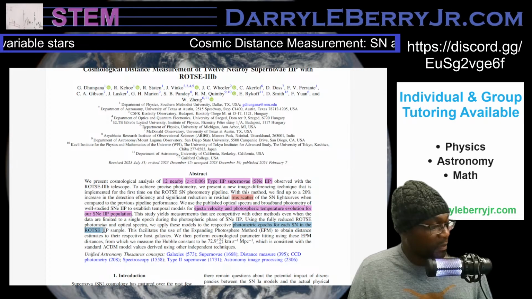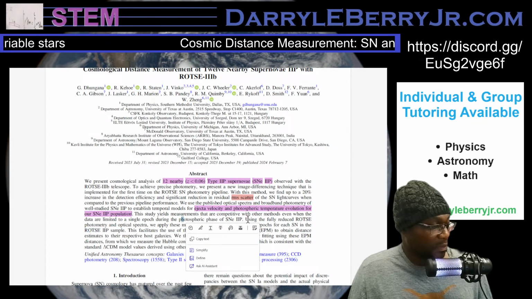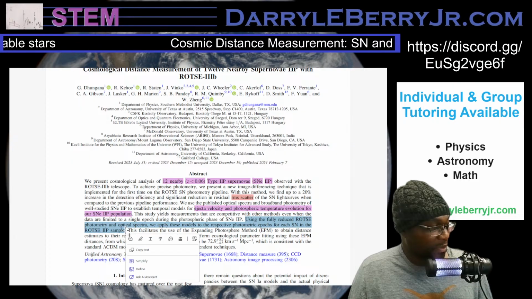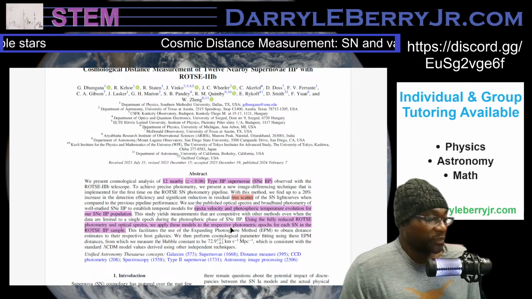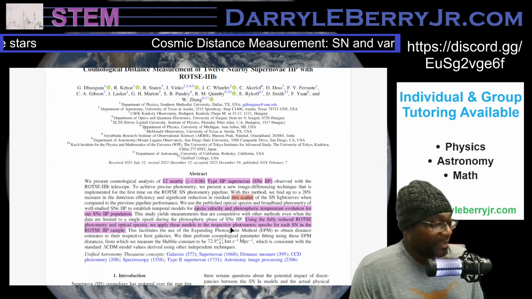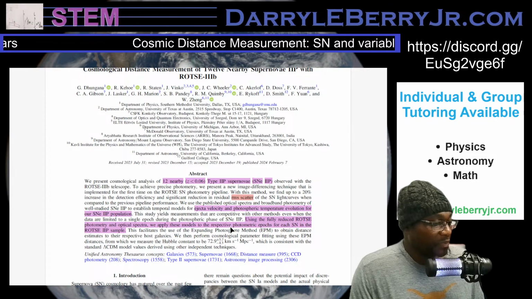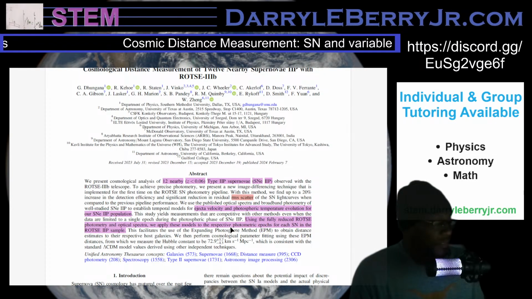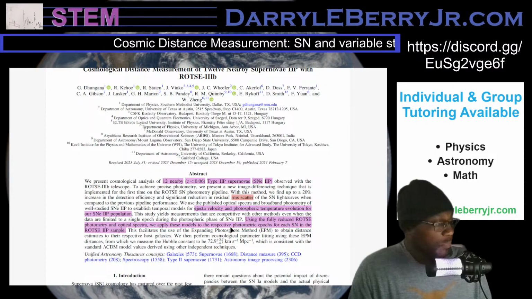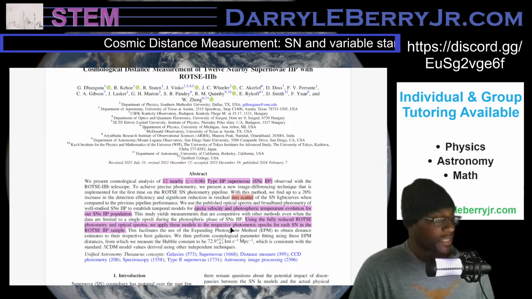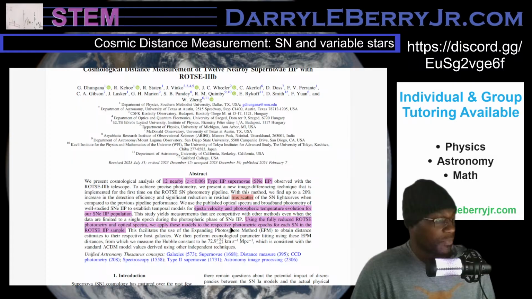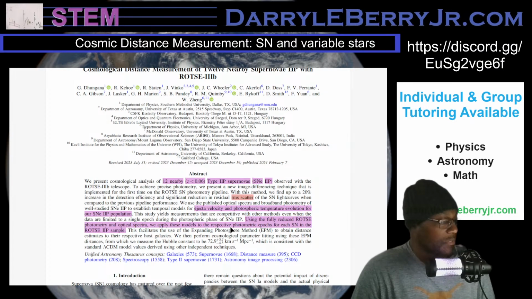Using fully reduced Rothsey models, Rothsey 3 sample. This facilitates the use of the expanding photosphere method to obtain distance estimates to their respective host galaxies. We then perform cosmological parameter fitting using these expanding photosphere method distances, from which we measure the Hubble constant to be 72.9 plus 5.7 minus 4.3 kilometers per second per megaparsec, which is consistent with the standard lambda cold dark matter model value derived using other independent techniques.